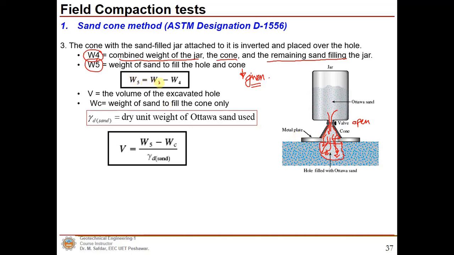So W5 is W1 minus W4. It's the before use and after use Ottawa sand in the jar and cone. V is the volume of the excavated hole. That's what we need to find out. WC is the weight of sand to fill the cone, which is given. Unit weight of the sand, of the standard sand, is also given. W5, which is the weight of sand to fill the hole in cone, minus the weight of cone, will give us the W3 divided by the gamma D of sand.